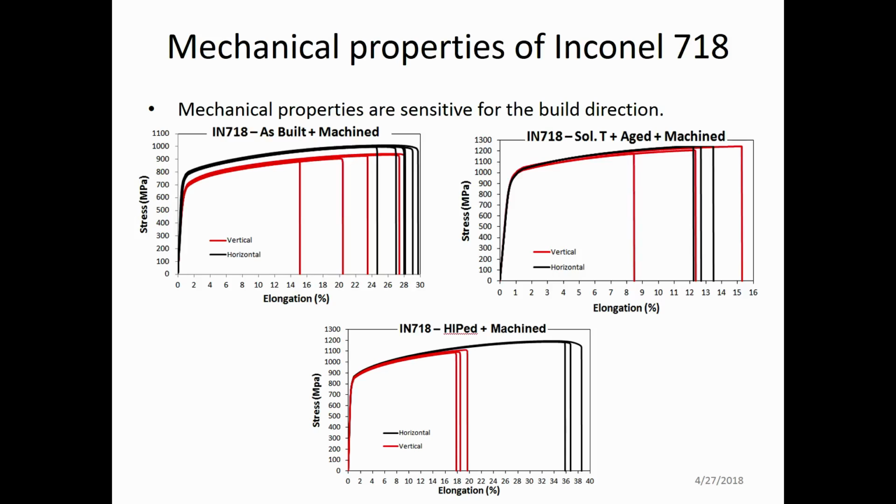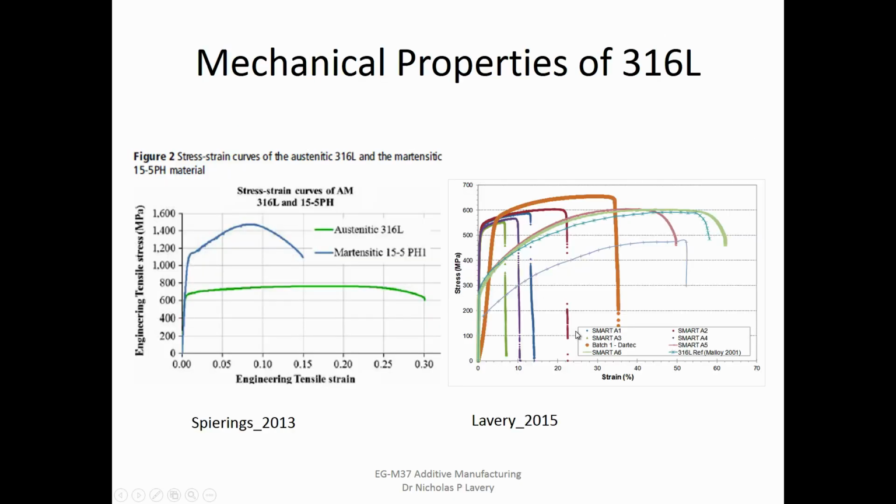Interestingly enough, with this one, even when you do hot isostatic pressing, although you've managed to increase the elongation, you still get a very big difference between the vertical and the horizontal. These are Renishaw results, so I don't know if they had something funny going on with their samples or not. I don't know, but it wasn't our testing.